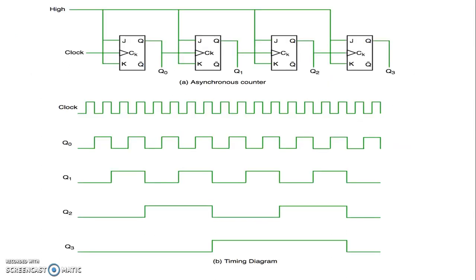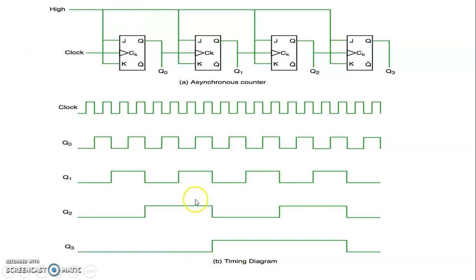This is one example of an asynchronous counter. Here the first flip-flop is driven only by the clock pulse. The second flip-flop is activated by the first flip-flop's output. The output of the first flip-flop is fed to the clock pulse of the second flip-flop. In this manner, the asynchronous counter starts to count the number of processes.